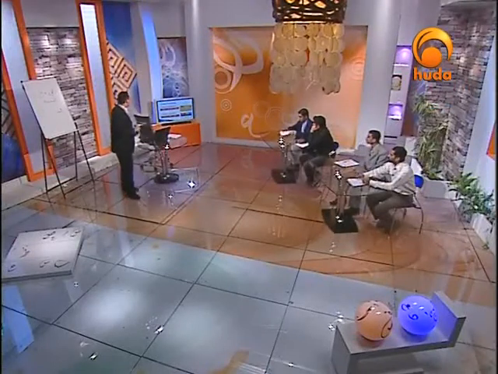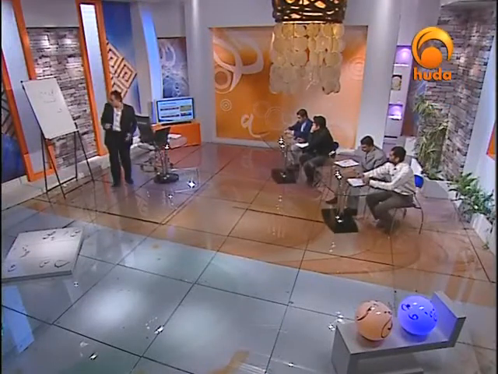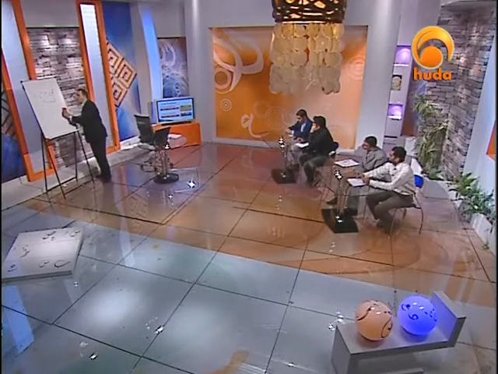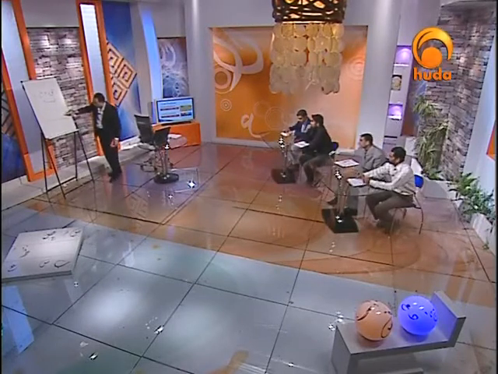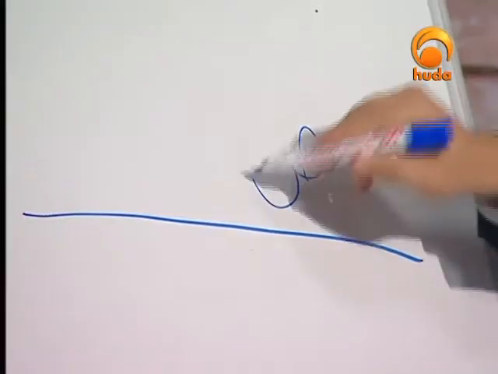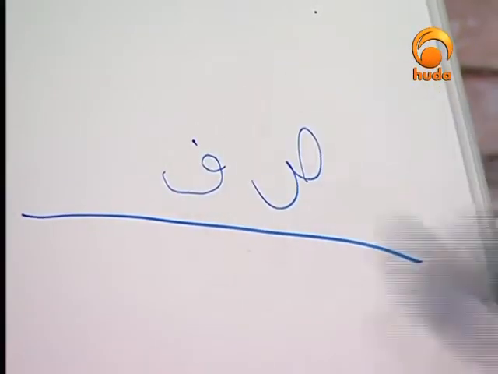Let me just write the word sufuf, which means rows. And when it comes to saf, I would write, for example, saf. How many letters do we have in the word saf? We have two. Here it is. Sa and fa.